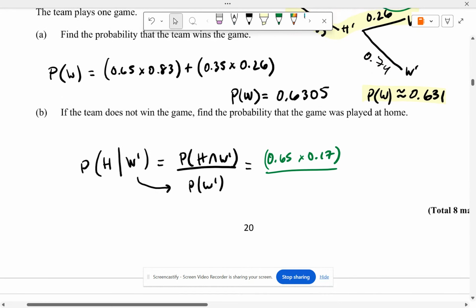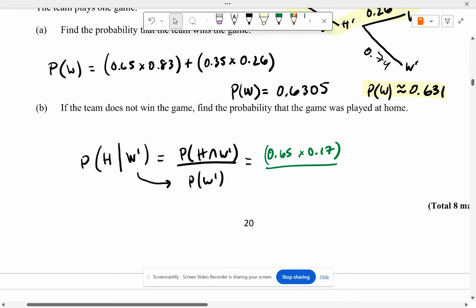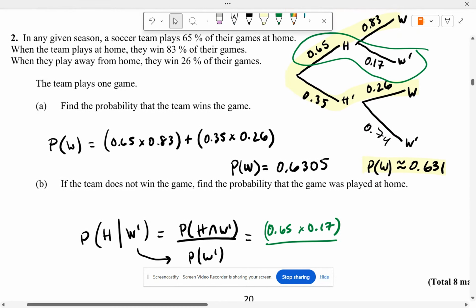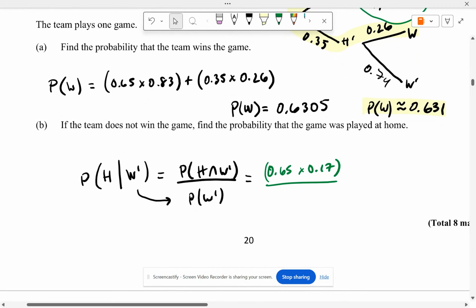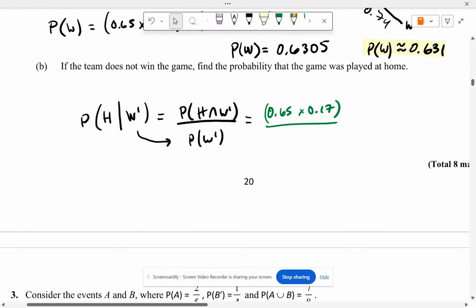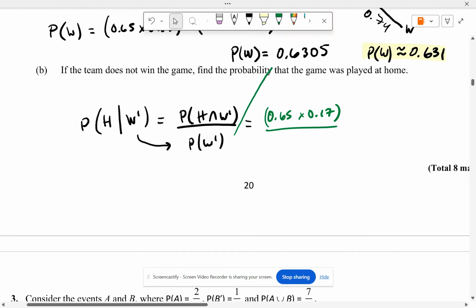Work smart, not hard. 1 minus 2.6. Yes. So we could go to all the branches that terminate in a not W and add them together after we've multiplied across. Or we could just recognize that the probability of W is right up here, and we could do 1 minus that, and we could get our denominator in quite a less time. Go ahead and type that in and let me know what you get.